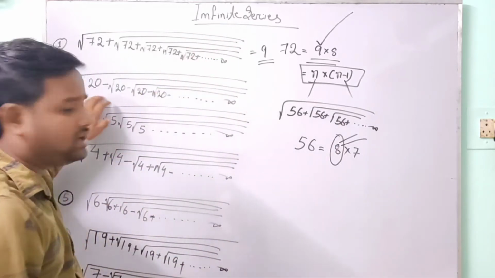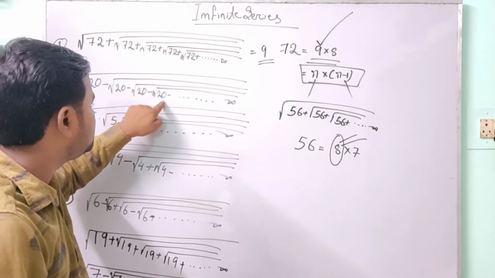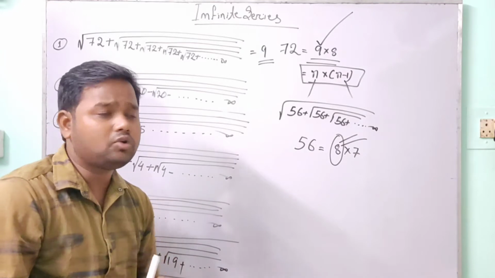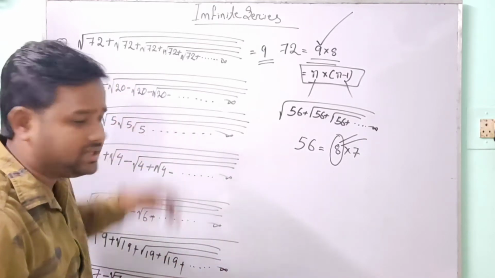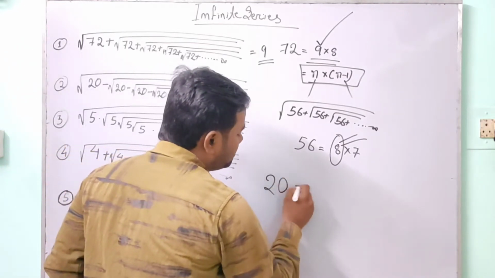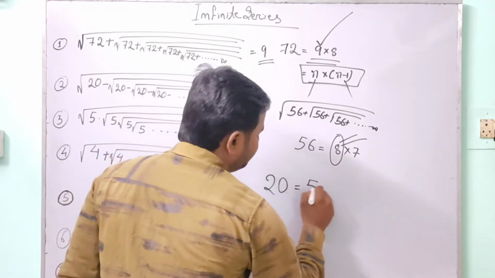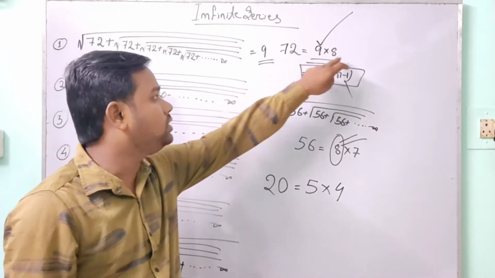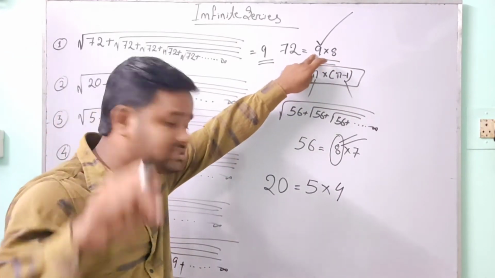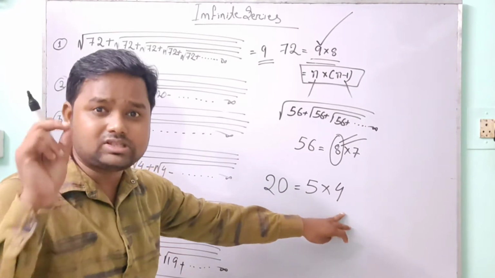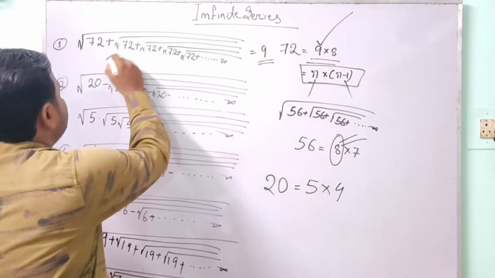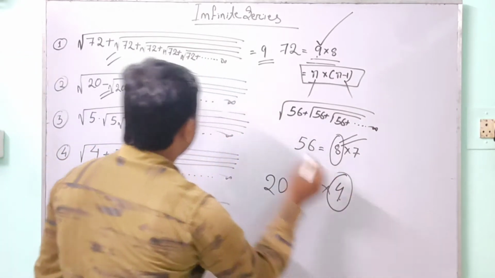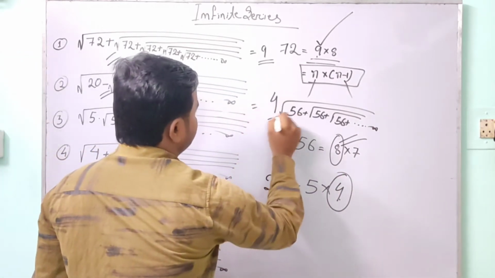It is root 20 minus root 20 minus root 20 minus root 20 minus, till it is infinite. In the same manner, what I have to do? I have to check this 20. 20 is equal to the product of two consecutive numbers, which is equal to 5 into 4. In the previous case it was 72 is equal to 9 into 8 and the larger number was the answer. But here, it is 5 into 4 and 4 is the smaller number. When it is the plus, then the larger number will be the answer. When it is the minus sign, then the smaller number will be the answer. So here the answer is equal to 4.